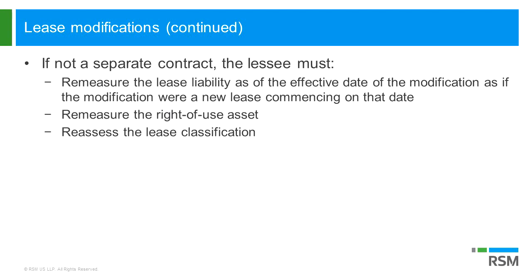For modifications that increase the right of use, the asset is adjusted by the amount of the remeasurement in the lease liability. Any initial direct costs, lease incentives, or other payments in connection with the modification are accounted for in the same way as if the modification were a new lease. The lease classification is reassessed at the modification date. If the classification changes, the recognition pattern of the remaining lease cost is changed respectively.